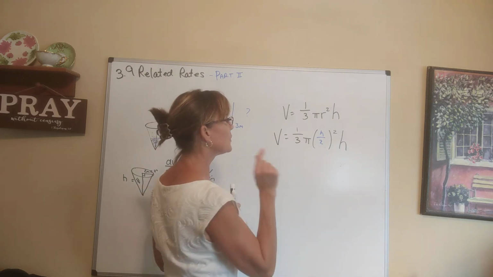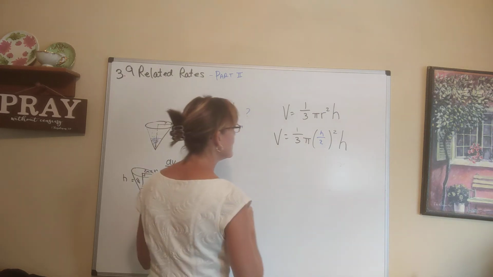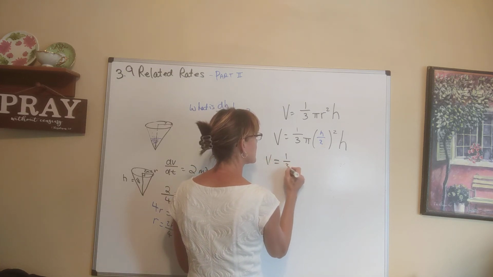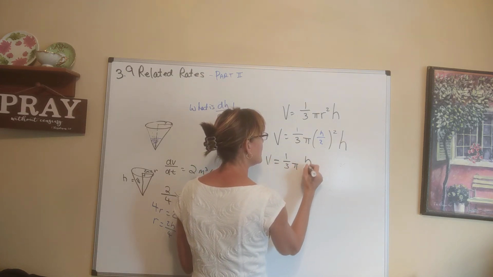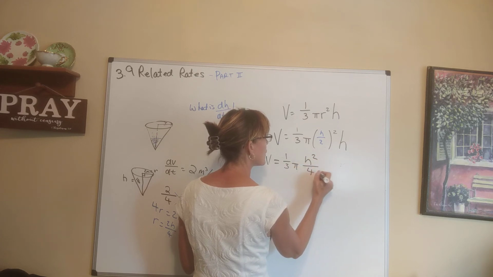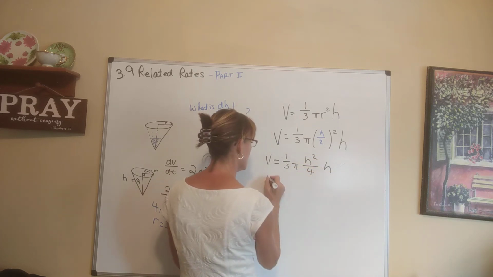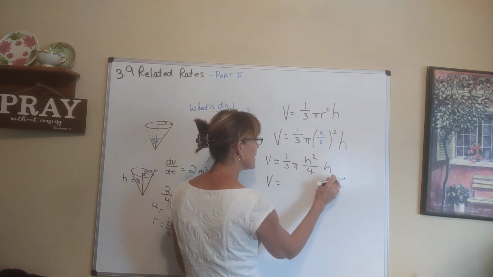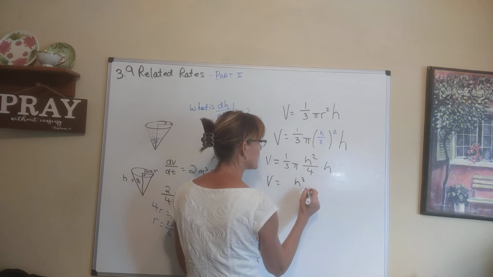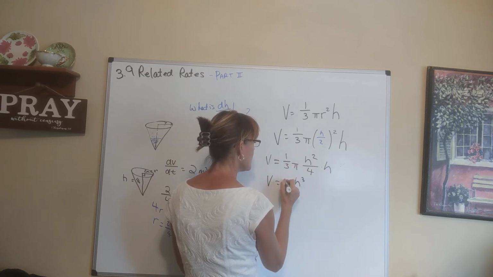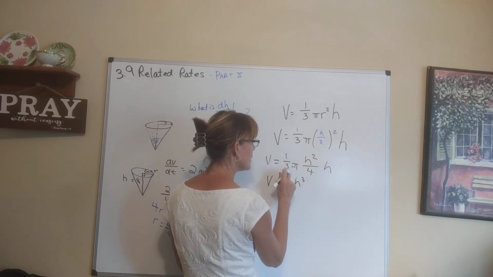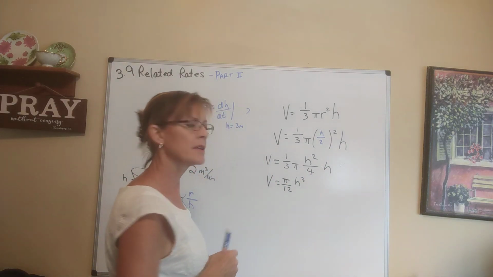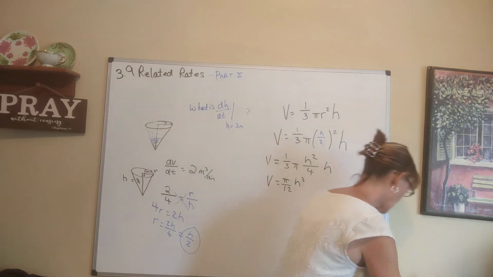Let's clean this up a little bit before we take a derivative. So we got V is equal to 1/3 pi H squared over 4 times H. V is equal to, let's see, h squared times h is h to the third. Pi over 3 times 4 is pi over 12. Now I'm going to take the derivative with respect to time, and then we'll see.